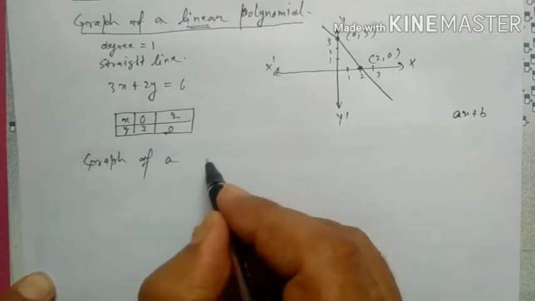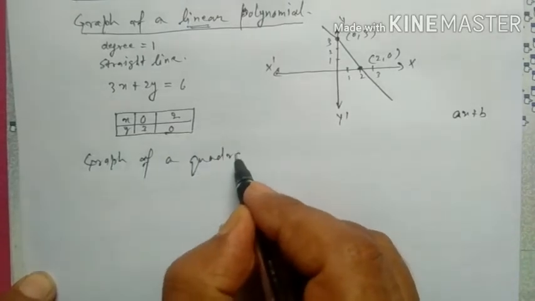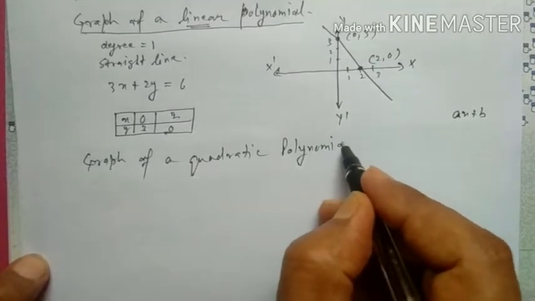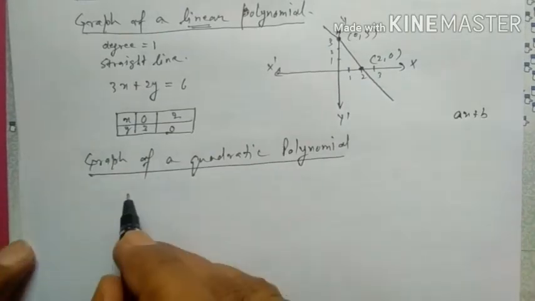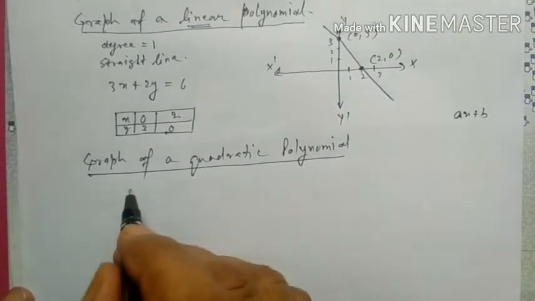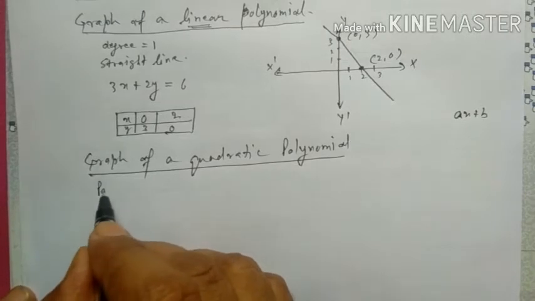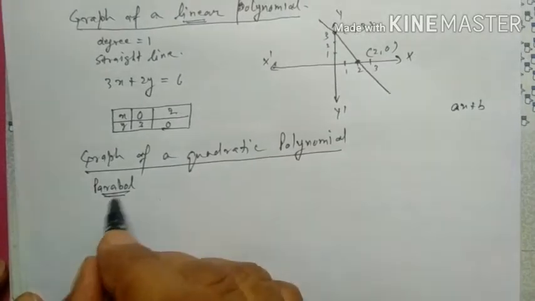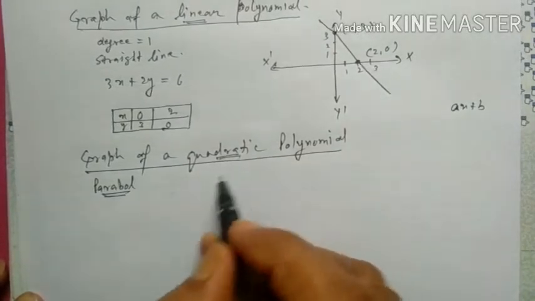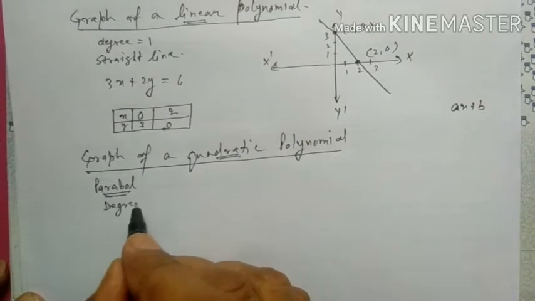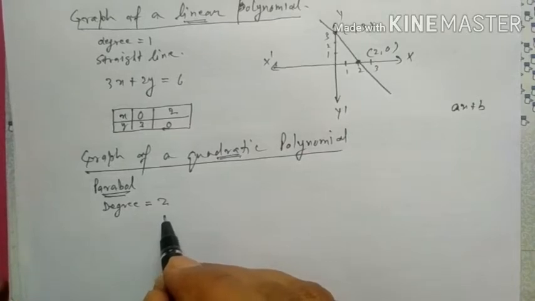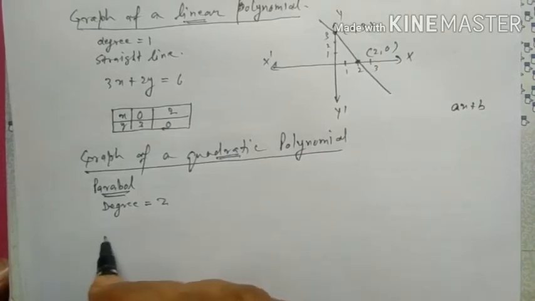Now the second topic is the graph of a quadratic polynomial. The graph of a quadratic polynomial is a parabola. It is the shape of a parabola, and this is quadratic, so its degree is equal to 2.